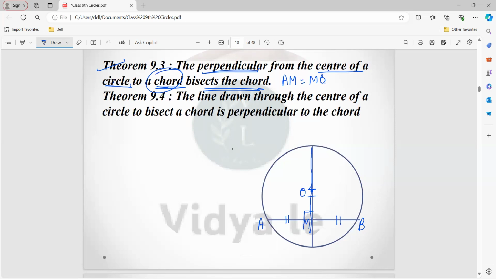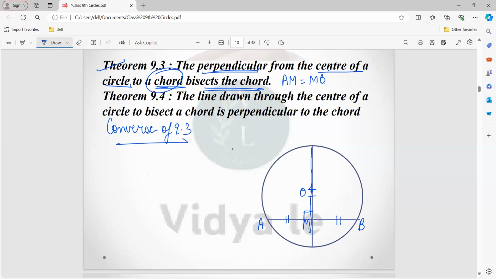Is it clear? So whenever we have a circle and a chord, drawing a perpendicular from the center to the chord means that at the point where it intersects, the chord is divided into two equal parts. It is bisecting the chord. All right. Now, theorem 9.4, what is it? It's the converse of 9.3.